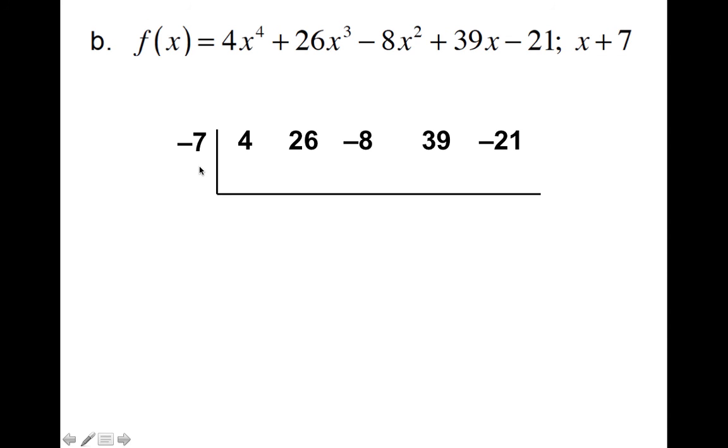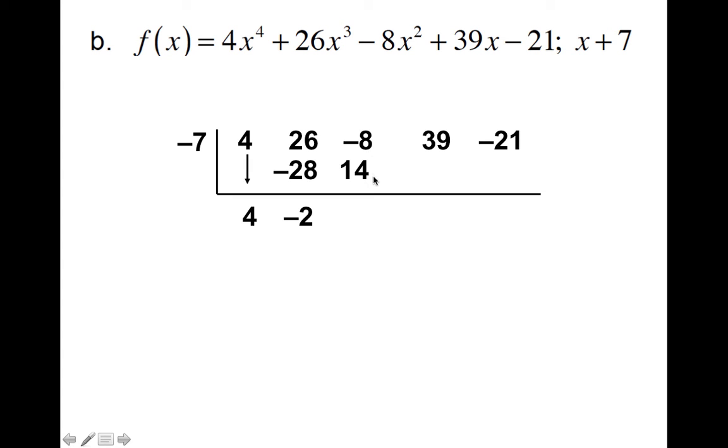To synthetically divide, we drop down the first number, and then we do our multiply and add pattern. So negative 7 times 4 is negative 28. 26 plus negative 28 is negative 2. Multiply and add. Negative 7 times negative 2 is a positive 14.